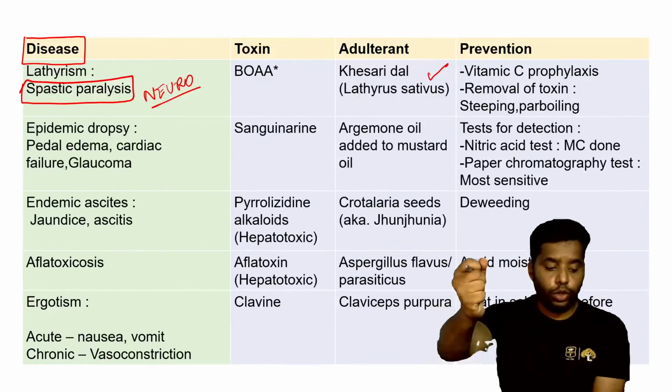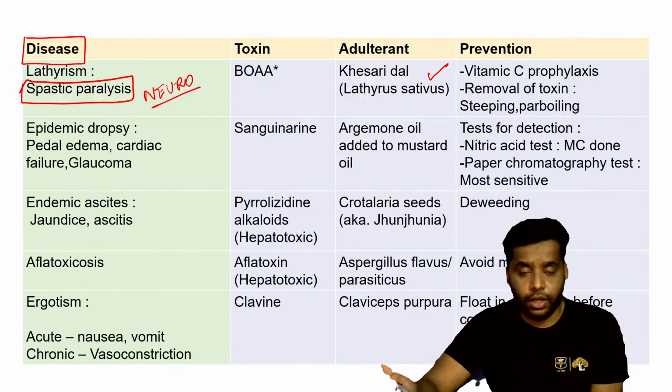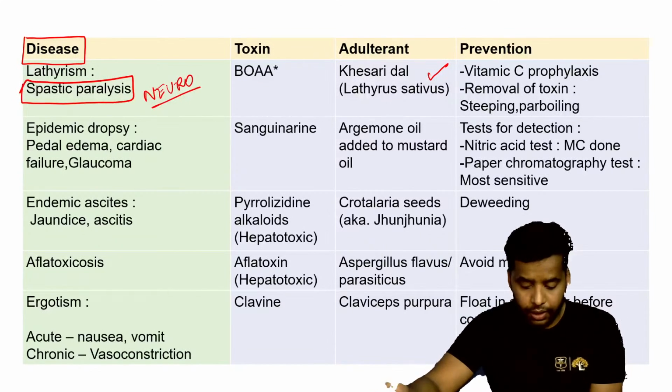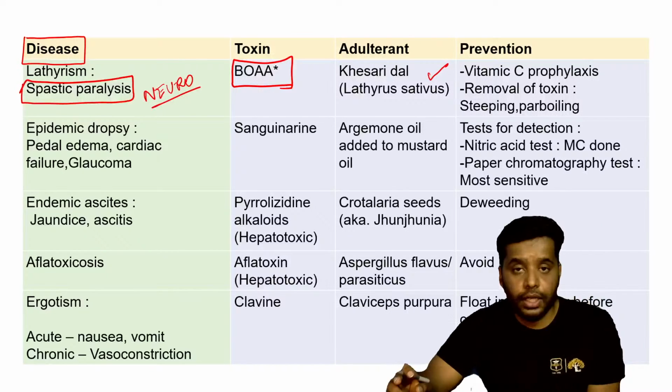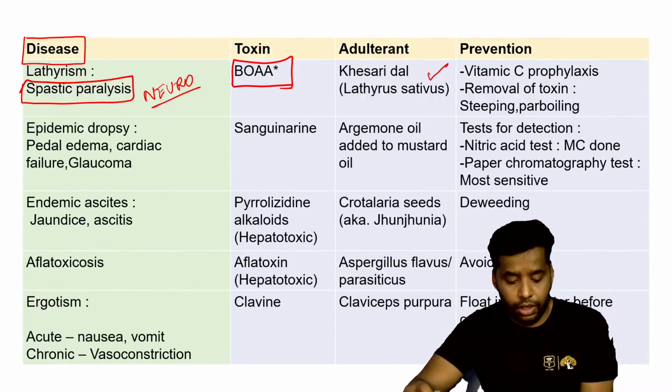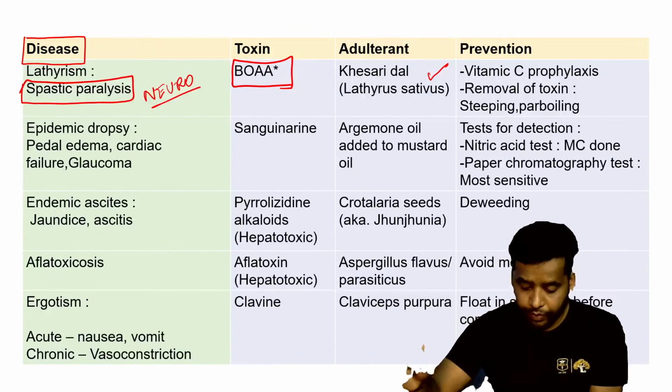One stick, two sticks, three sticks. Later, they need crutches to walk. They cannot walk from place to place. They need crutches. The toxin is beta oxalyl aminoalanine. Beta oxalyl aminoalanine will be the toxin responsible for neurolathyrism.